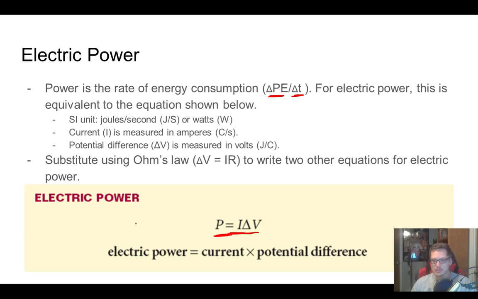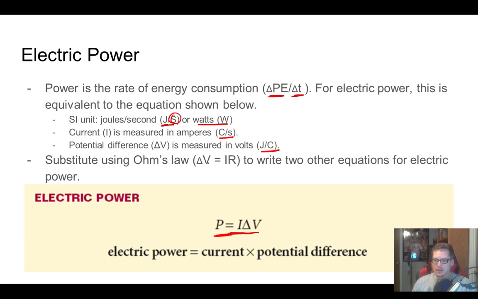That potential difference. The SI unit for power is always joules per second, or watts. The current is measured in coulombs per second, and the potential difference is in joules per coulomb. You multiply these two together, the coulombs cancel, and you end up with joules per second. There should be a lowercase s. And so here's our formula. Electric power is equal to current times the potential difference.